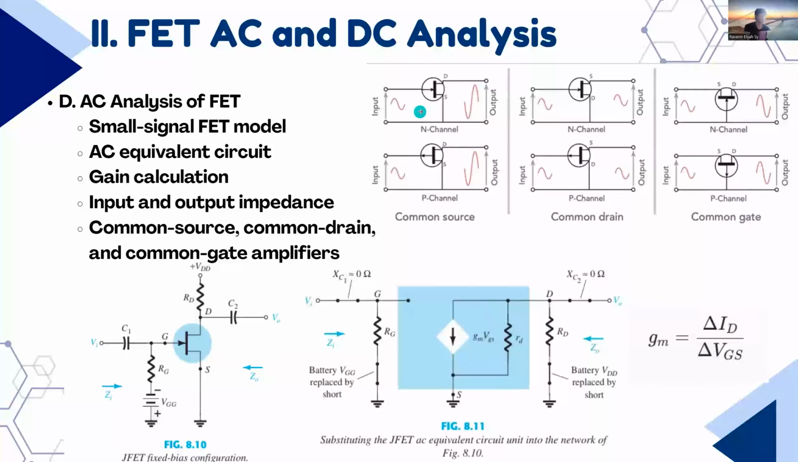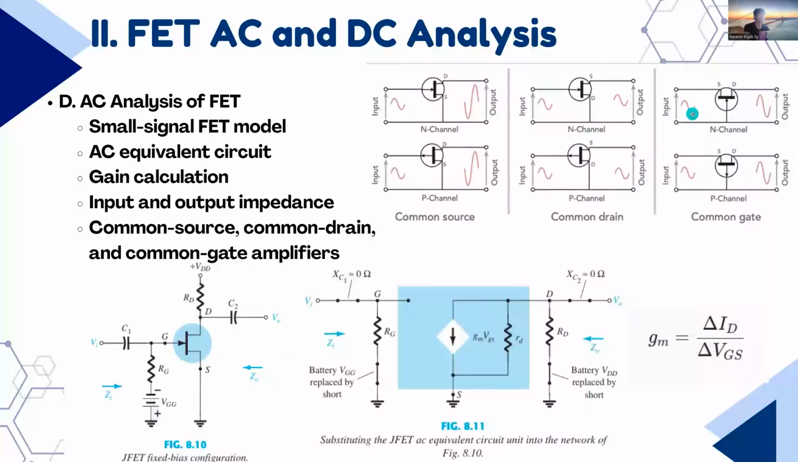Next, common drain, also known as a source follower. The input is at the gate still, and the output is taken from the source. It features a voltage gain of less than unity, no phase inversion, extremely high input impedance, and very low output impedance, making it ideal for impedance matching and buffering.